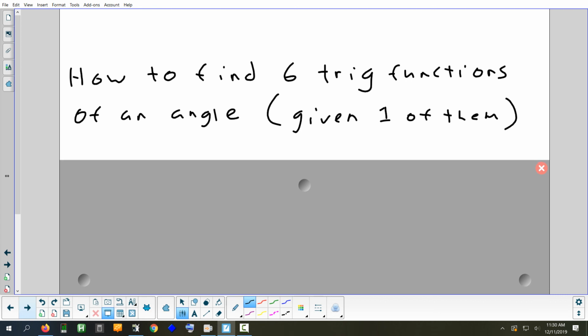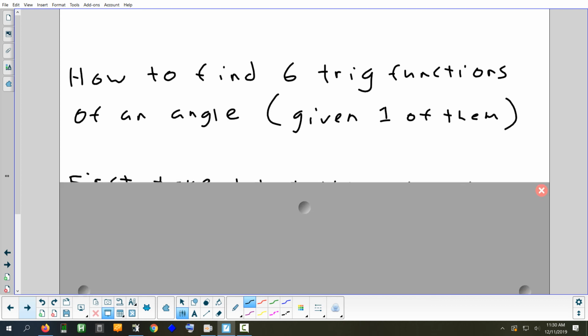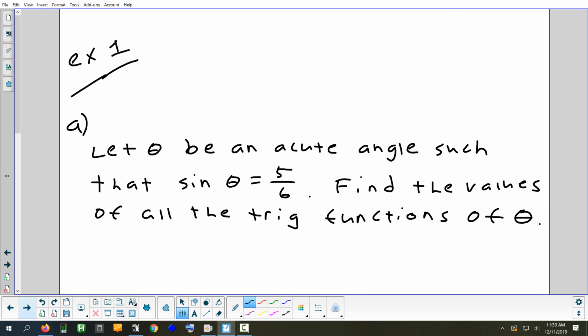Okay, so how do you find the 6 trig functions of an angle if I give you one of them? So basically, I'm going to give you a problem like that. We'll come back to this in a second. In that problem, I'm telling you the sine. Can anybody be more specific about what I'm telling you? Yes, the sine is 5/6, but can you give me more detail? The opposite is how long? 5, and the hypotenuse is 6.